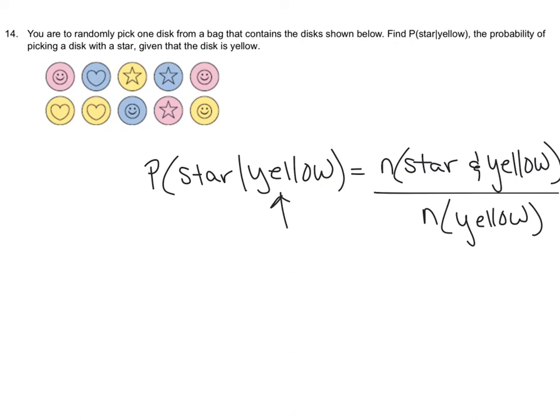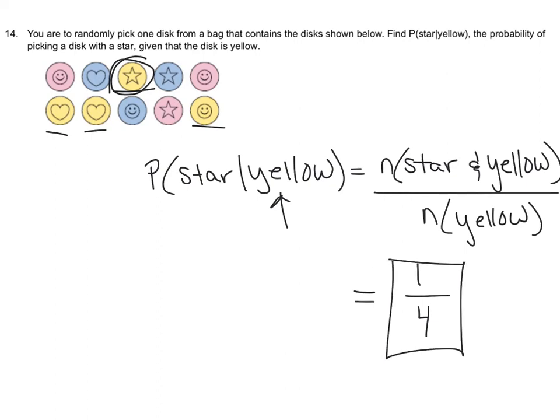Okay, so for the numerator, we want to figure out the number of times a star and a yellow appear. There's only one disc that has a star on it that is yellow, so the numerator is 1. The denominator is the number of discs that are yellow, so we have 1, 2, 3, 4 yellow discs, so the denominator is 4. That means that the conditional probability of picking a disc with a star, given that the disc is yellow, is 1/4, and that's our final answer.